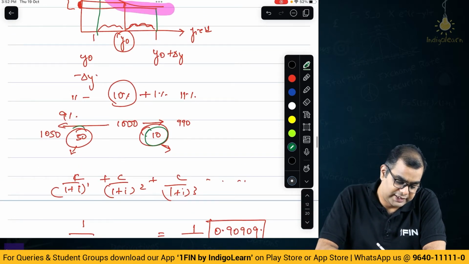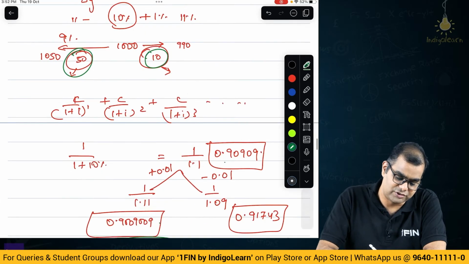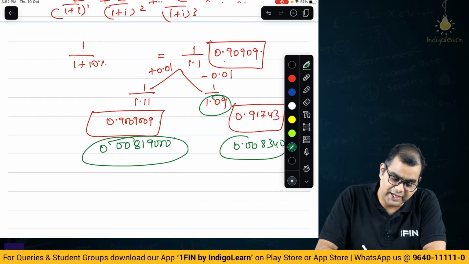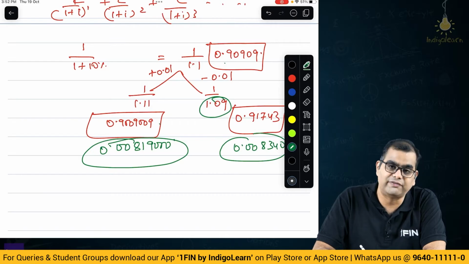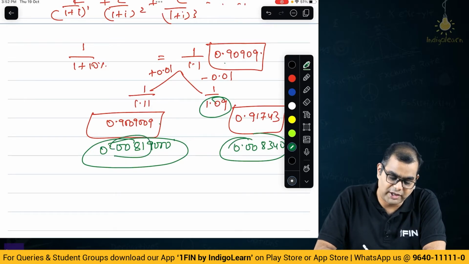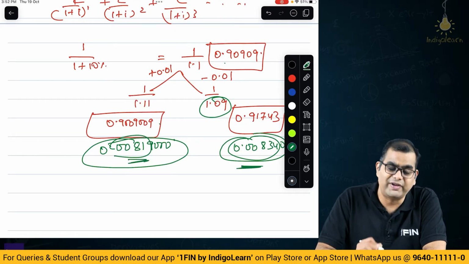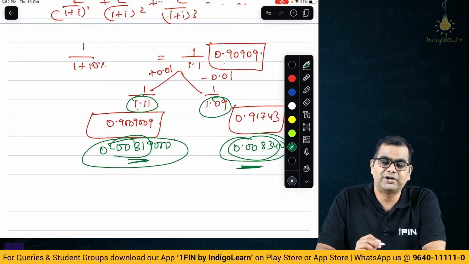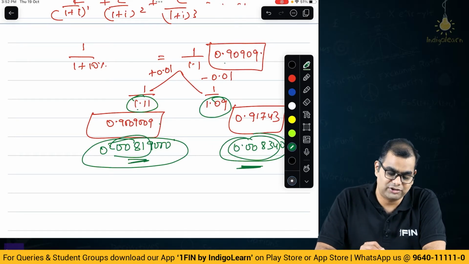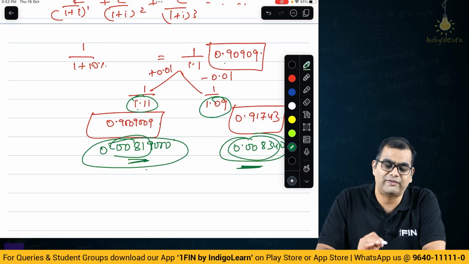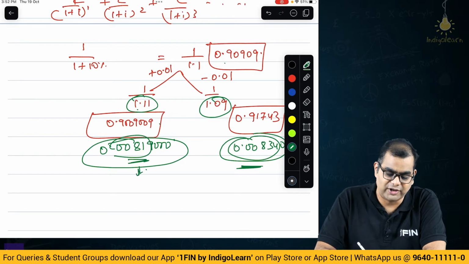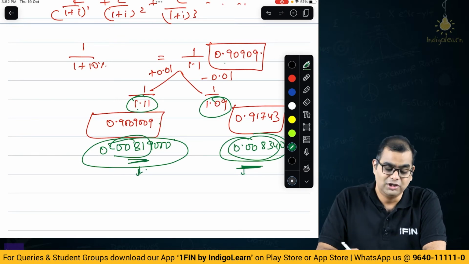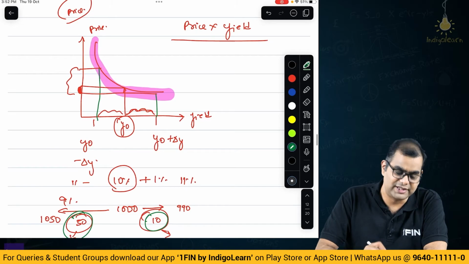Whereas, when you decrease the rate, it went up by 50 rupees. So, when you decrease the rate, it went up by a higher value, 0.00834. So, 0.0081 versus 0.0083. You see that point? This change is very different when you divide it by a factor. When you add a number to the denominator versus when you subtract a number from the denominator, the impact on the outcome is very different. So, this leads to two things.